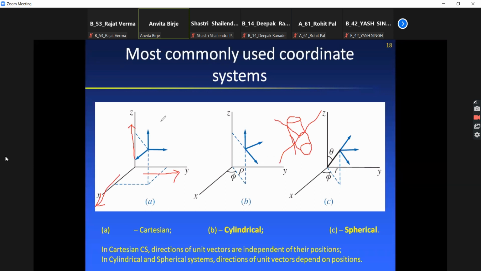But here, in x, y, z, z will always be along the z axis. Wherever the point of x is, the direction of a bar x will always be along the positive x direction. But in cylindrical, it is a cylinder, so it is a full 360 degrees. Depending on the position of the point, your a bar r will be along the radius, so it can be moving into the screen of the laptop or coming out of the laptop also.